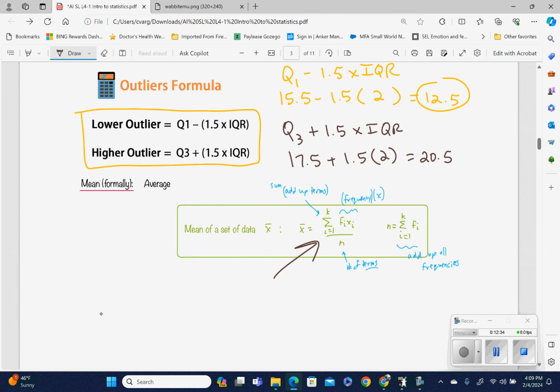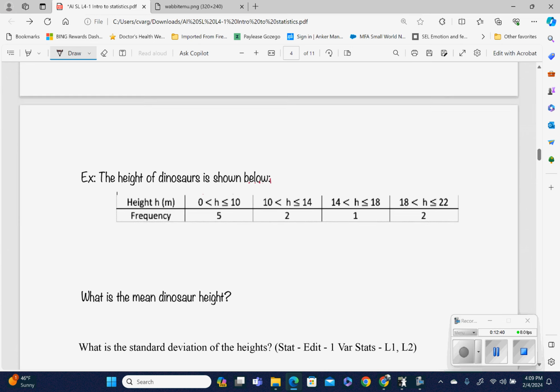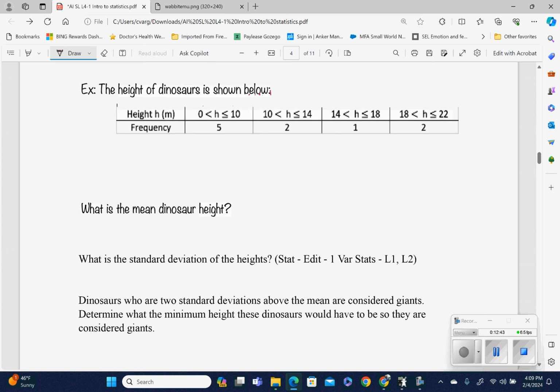This formula is no biggie. If you're going to do an IA, an internal assessment about mean, then you can go ahead and use that. Last thing we're going to do is, what if you don't have a number for the height? You have a range of numbers like 0 to 10, 10 to 14, 14 to 18, 18 to 22.